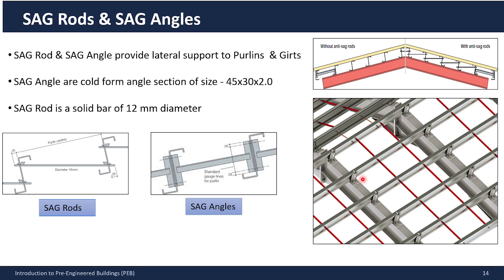The sag rods and sag angles provide lateral support to purlins and girts, preventing them from rotating or deflecting sideways under loads. The sag angles are cold formed, typically 45 by 30 by 2 mm size, and sag rods are solid bars of 12 mm diameter. These are simple components but very critical for stability, to provide lateral resistance to the main members.